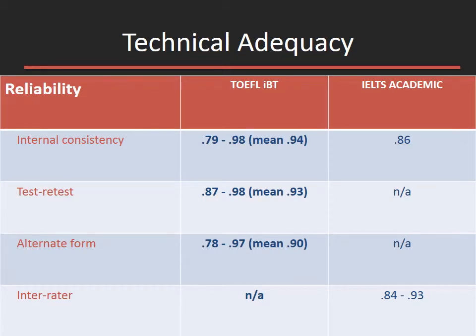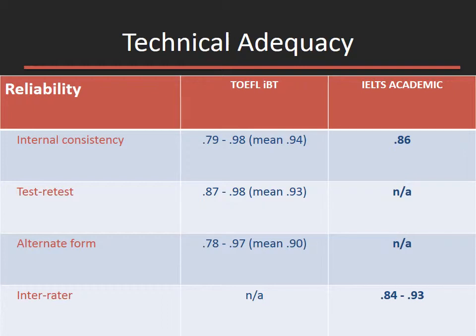When it comes to the TOEFL, the raw score internal consistency coefficients ranged from 0.79 to 0.98, with a mean of 0.94 over 88 total coefficients. The raw score for the test-retest coefficients ranged from 0.87 to 0.98, with a mean of 0.93 over 22 total coefficients. And the raw score for the alternate form coefficients ranged from 0.78 to 0.97, with a mean of 0.90 over 22 total coefficients. However, the inter-rater reliability was not readily available for this test.